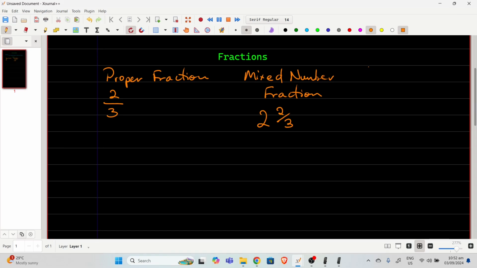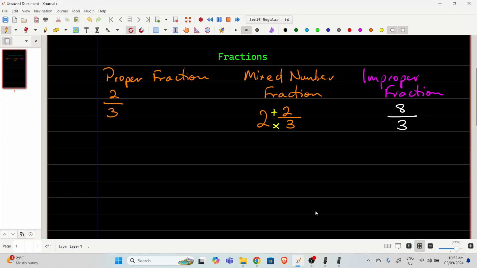Now, if we have to convert that to something called an improper fraction, let me just write this over a little bit so that it can look a little bit neater. What we have to do is multiply by the denominator and add the numerator. So 2 by 3 is 6, plus 2 is 8. So we have 8 divided by 3.